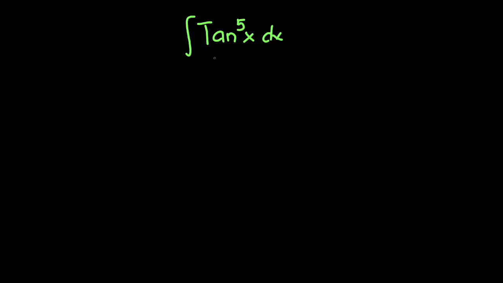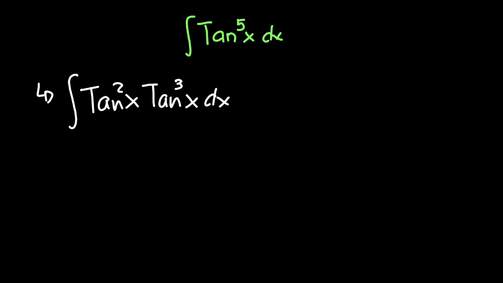Let us evaluate the integral of tan to the power 5 of x. When dealing with either a tangent or a secant, first up, you must factor out 1 tangent squared of x or 1 secant squared of x. Since what we're dealing with here is tan, let's factor out 1. So, this should be the integral of tangent squared of x multiplied by tangent cube of x dx.